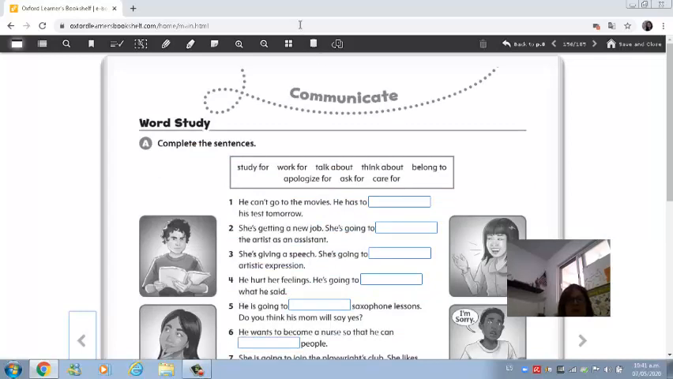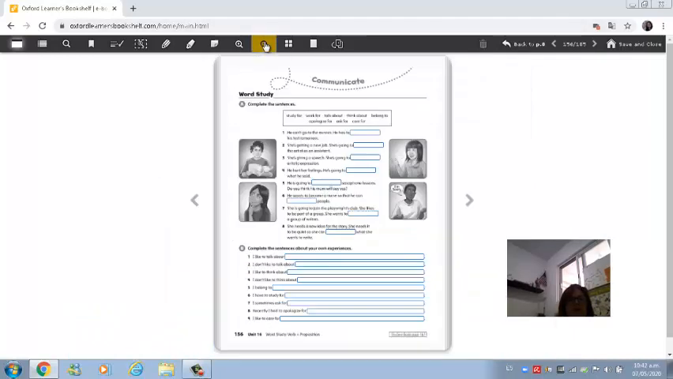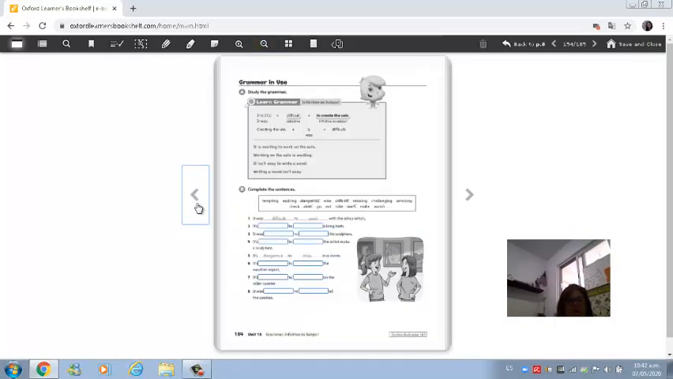I lost the page. 154. There we are. Okay, complete the sentences. Read first so that when you give your answer, it makes sense. What are they talking about? All right, that's important. Read each sentence carefully. You could fill up the next sentences if you don't understand the one you're working on, and leave it until the end. All right?